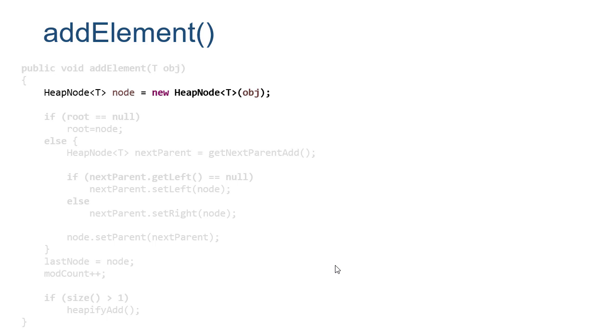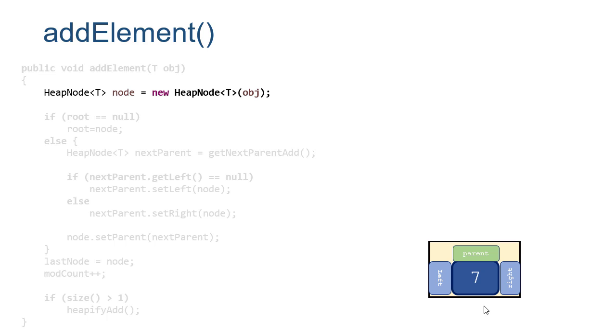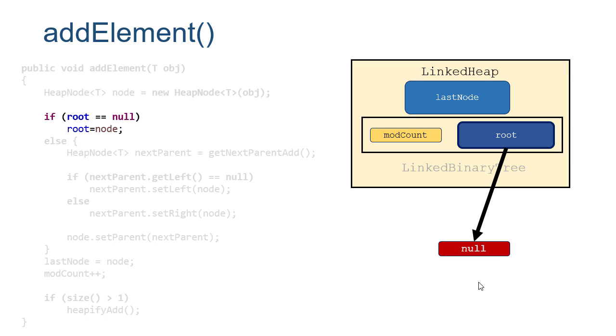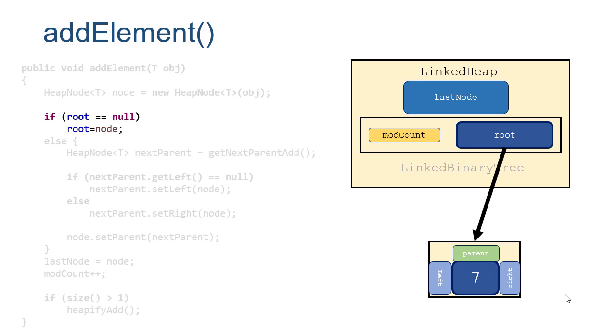Anytime we add an element, the first thing we're going to do is create a new heap node with that element as the element of the node. And so you can see down here we have a new heap node that has left, right, and parent references, and then we have 7 as the element. Now, if the root is null, then we just point the root to the node that we just created.